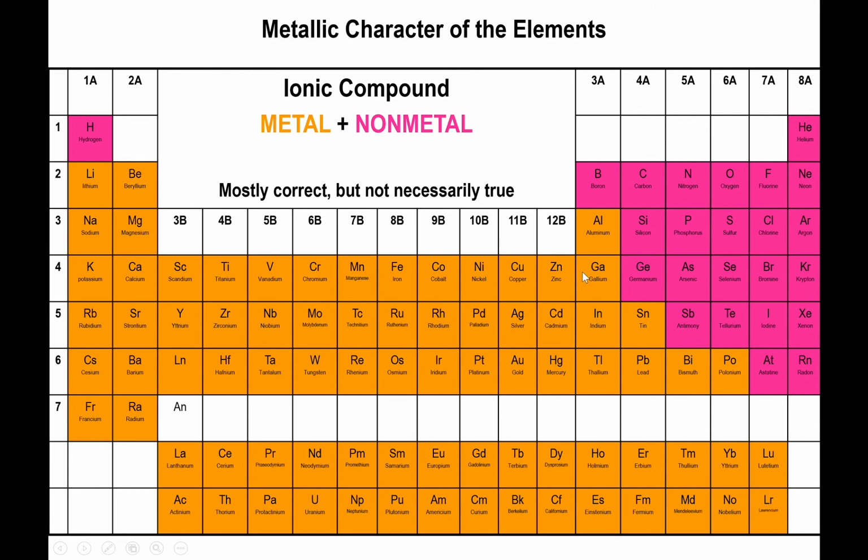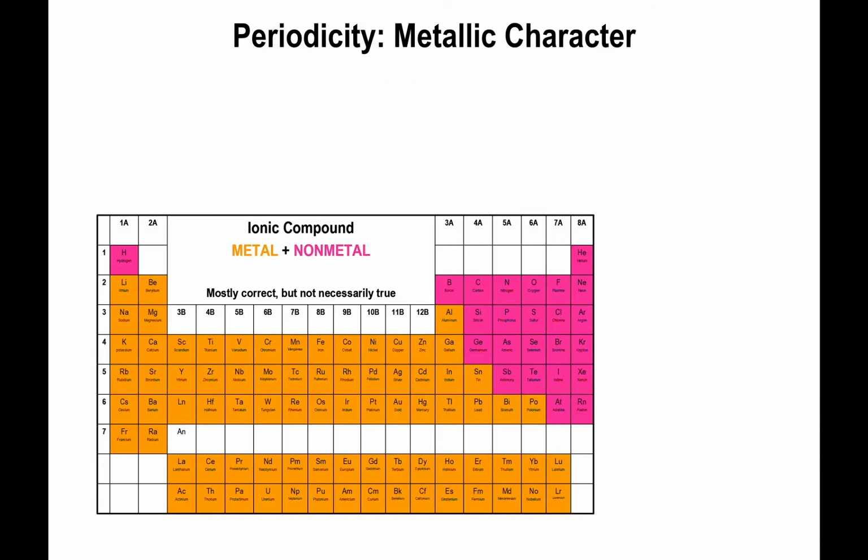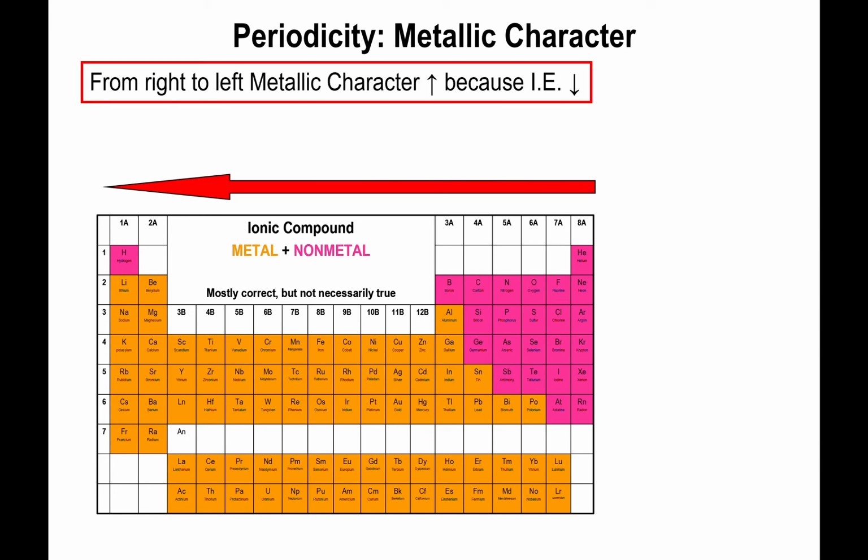Otherwise, if you move to the right of the diagonal, you have non-metals, and the farther up you go, the more likely it is for you to find non-metals. So, simply stated, for you to find metals or to look at the metallic character, an element is going to be more metallic if you move further to the left and further down.